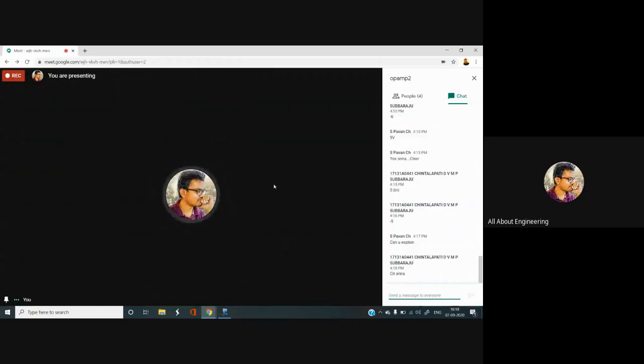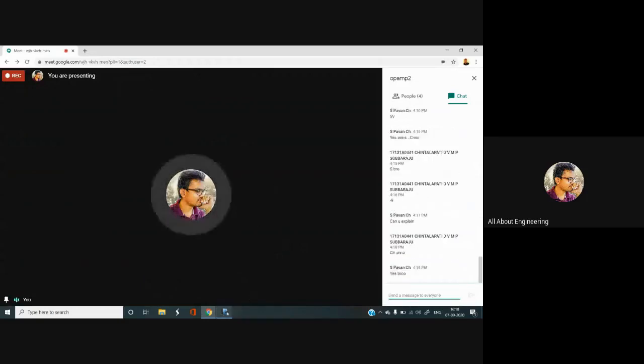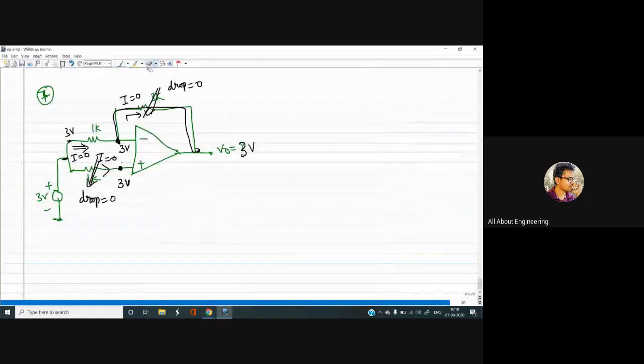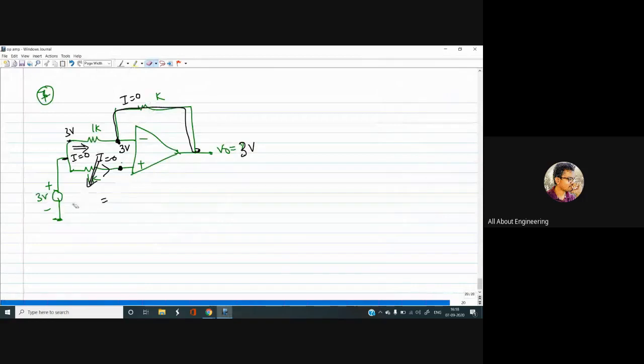Clear. Okay. Now, let me slightly modify this question and tell you how things will change with a slight modification. The same question, I'm slightly modifying. Let me arrange these things in the same question. The modification that I'm going to make is this: here it is 1K, right? I'm going to connect one more resistor of 1K here. Now you tell me how the output will change. Instead of 3 volts now, what will you get?